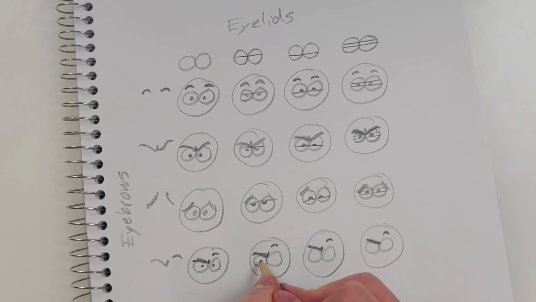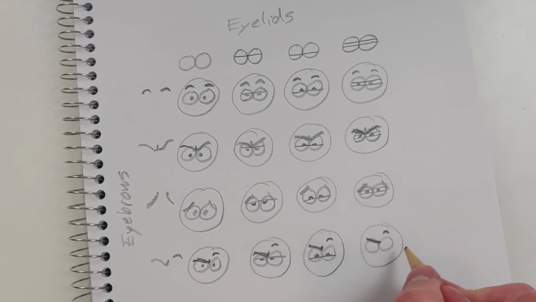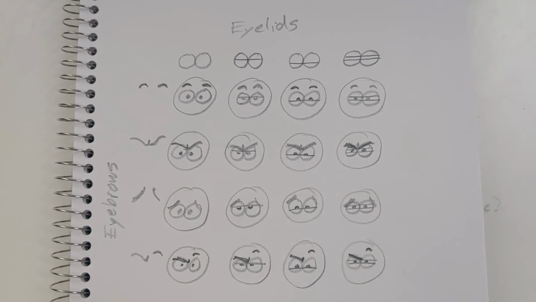No eyelids for this one. Eyelids at the top on this one. Eyelids on the bottom for this one. And then squinting eyelids for this guy. Boom. Now you have 16 different facial expressions.